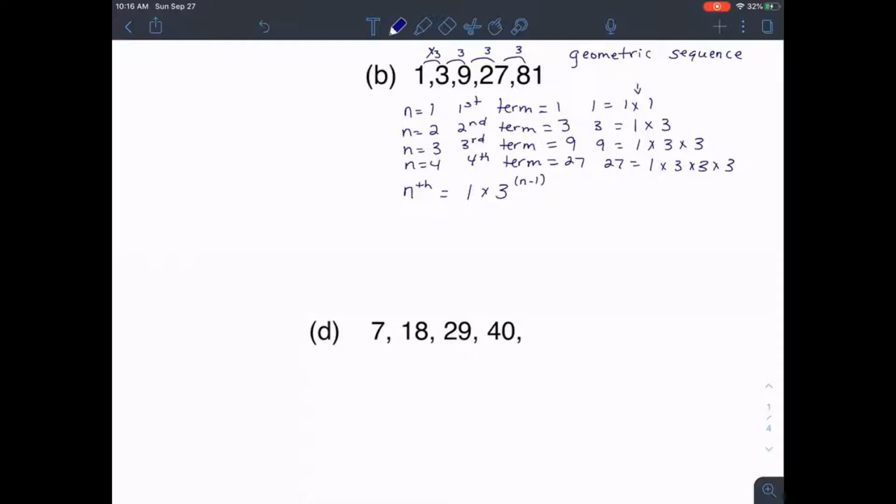So if we want to test this method, let's try to find the fifth term. So our fifth term, we would do 1 times 3, and then 5 minus 1 to the power. So 1 times 3 to the 4th power. Sorry, 3 to the 4th power is 81. So 81 times 1 equals 81. So that would be our fifth term.